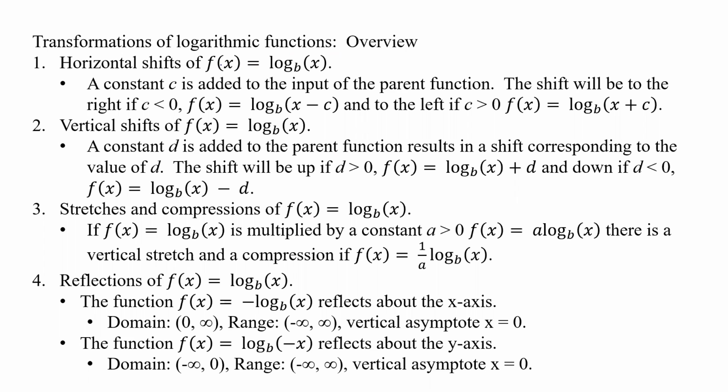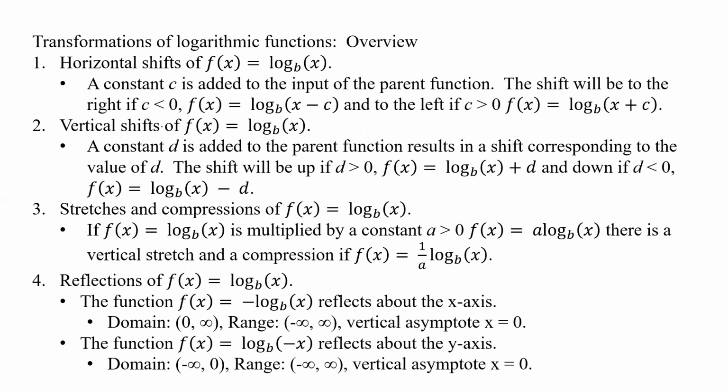So horizontal shifts. We have log base b of x, and with horizontal shifts, where is that going to be put in? Well, it's going to be put in with our x. So some constant c is added to the input of the parent function, and the shift will be to the right if c is less than 0, so we have x minus c, and to the left if c is greater than 0, so x plus c. If we have a plus c here, we know we're going to move left, and if we see a negative c, we're going to go to the right. And that's how that's going to work.